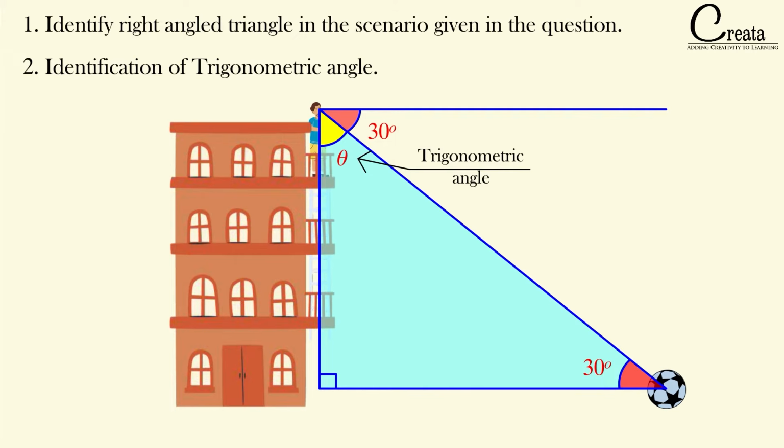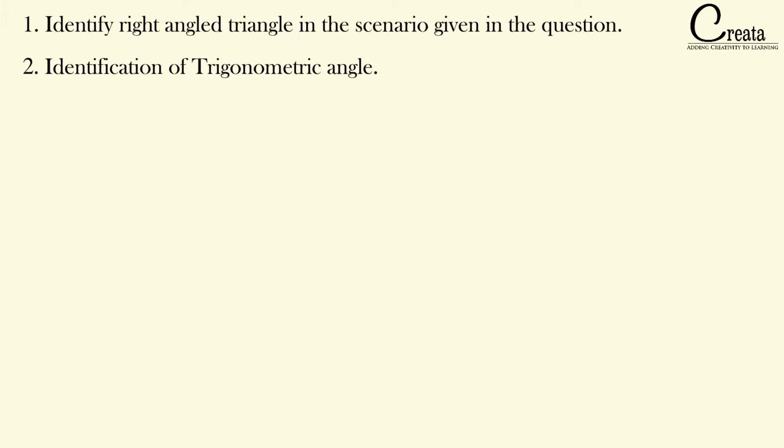The formula of trigonometric ratios in both of these cases will be different. Got it? The trigonometric ratio formula, if we take this angle, will be different, and if we apply the trigonometric ratio with respect to this angle, it will be different. Why is it different? We have already covered in the previous lecture. If you want to refresh the concept, check out the link of the lecture in the description. Okay? Got it? The second step is the identification of the trigonometric angle.